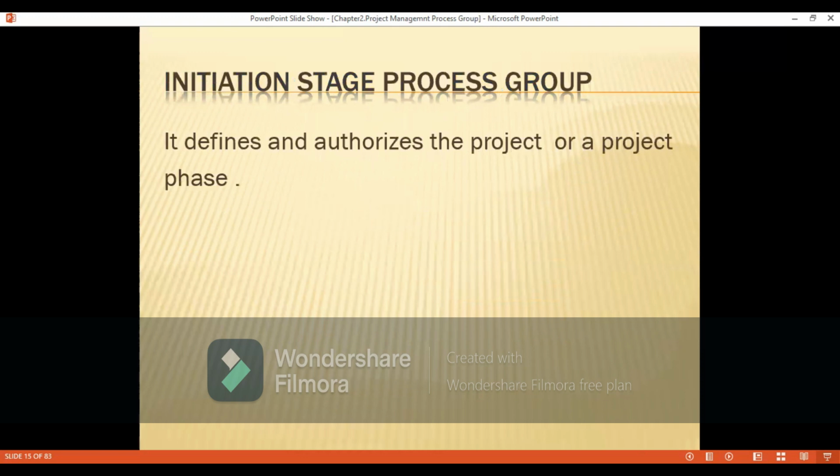The initiation stage is the process which defines and authorizes the project or a project phase. There are many activities undertaken in the initiation, such as selecting the project manager, identifying the company culture and existing systems, and measuring objectives, and many others.